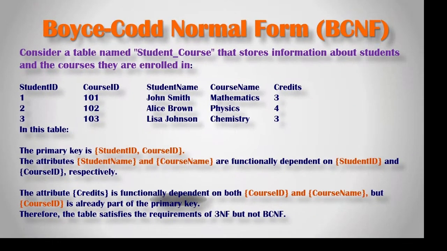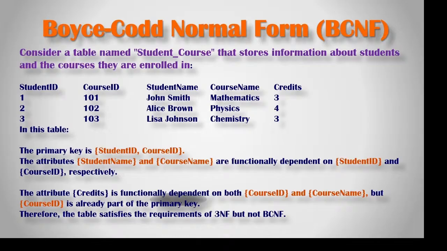Consider a table named StudentCourse that stores information about students and the courses they are enrolled in. Student ID, course ID, student name, course name, credits: 1, 101, John Smith, Mathematics, 3; 2, 102, Alice Brown, Physics, 4; 3, 103, Lisa Johnson, Chemistry, 3. In this table, the primary key is student ID, course ID.